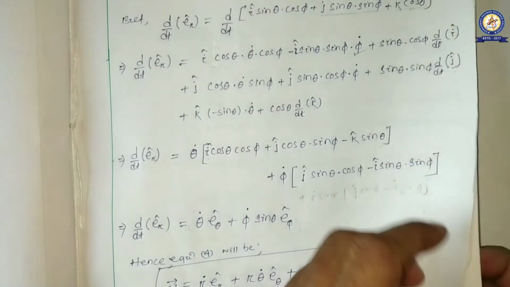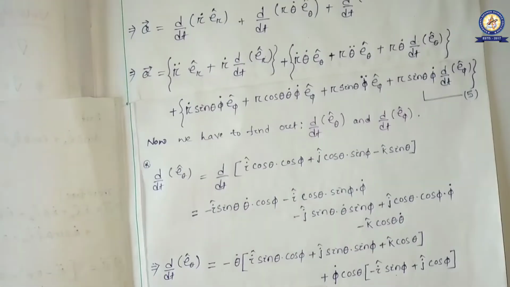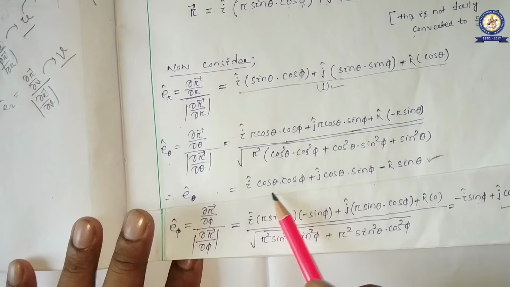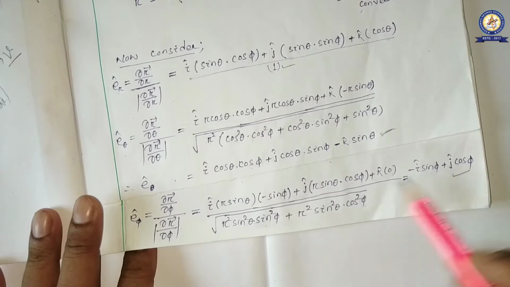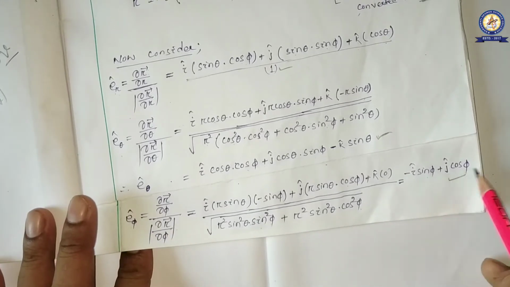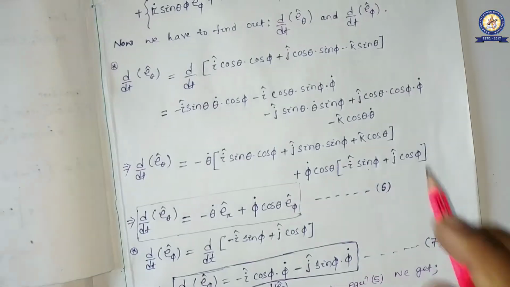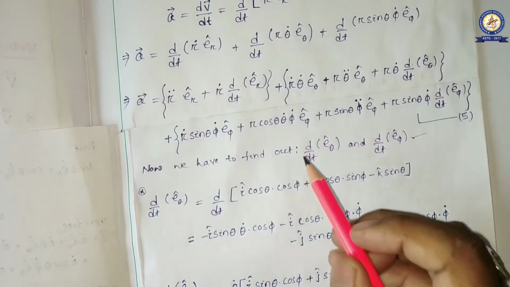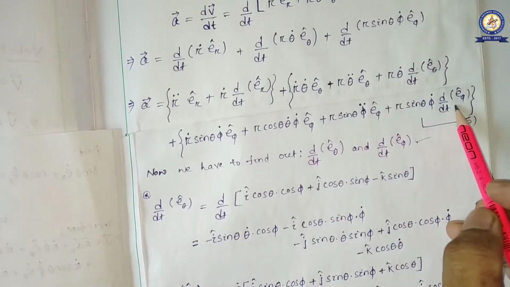Now we have to evaluate d by dt of e_theta cap and d by dt of e_phi cap, because you can see that e_theta cap is this much, where theta and phi change with respect to time, and e_phi cap has sin phi and cos phi in it. That means phi will change with respect to time. So we have to evaluate d by dt of e_theta cap and d by dt of e_phi cap. Then we have to substitute these values over here and here.